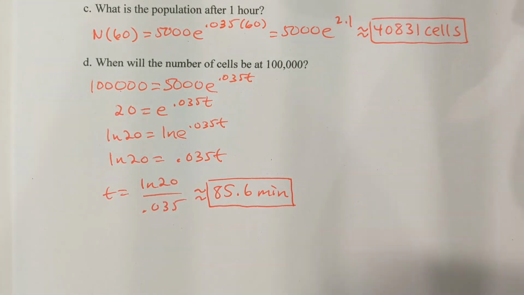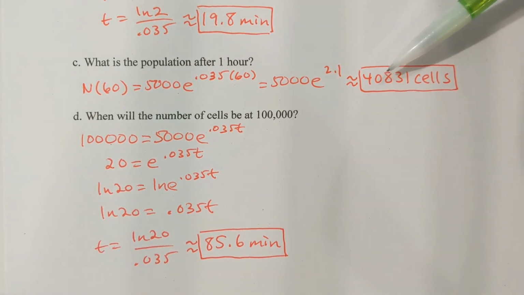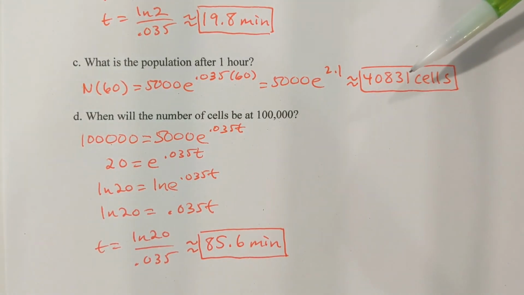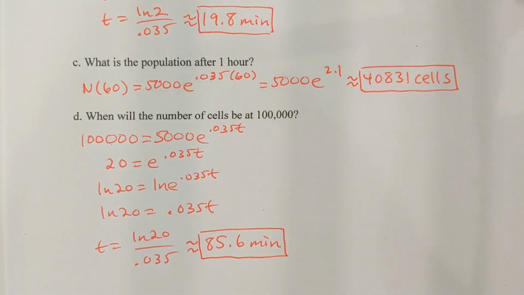Of course it's going to be more than an hour, right? To be at 100,000 cells, we can see what it was at 1 hour. So this at least looks correct. Of course it is correct though.